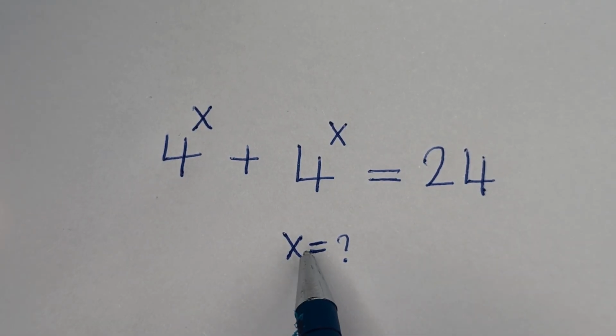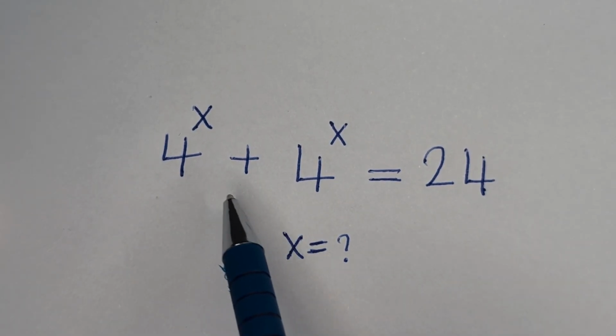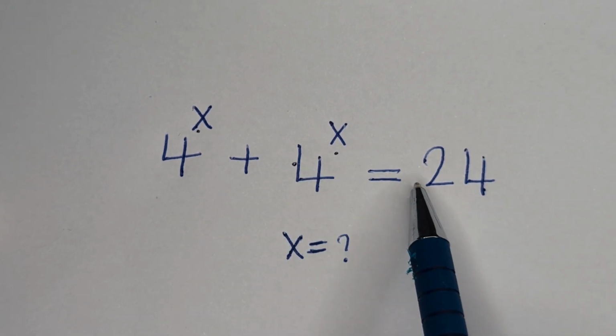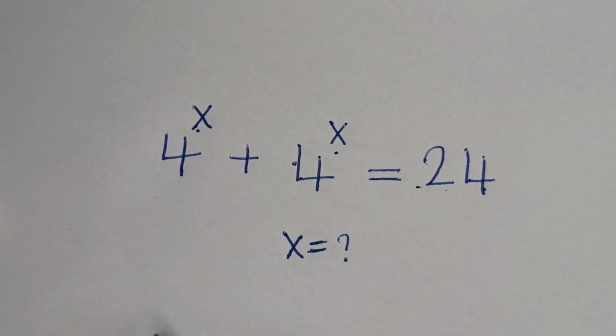Hello, what is the value of x in this equation? 4 raised to power x plus 4 raised to power x is equal to 24. Solution.